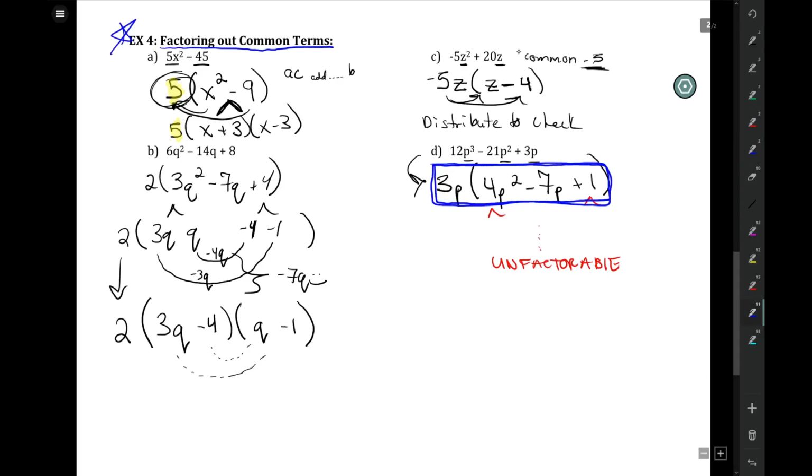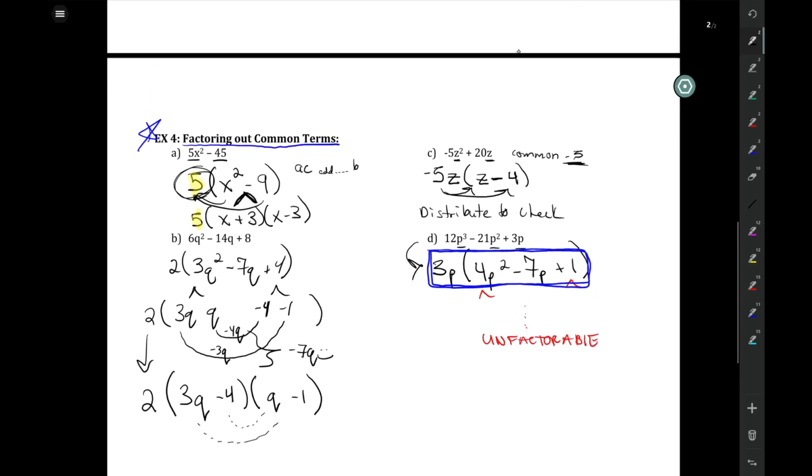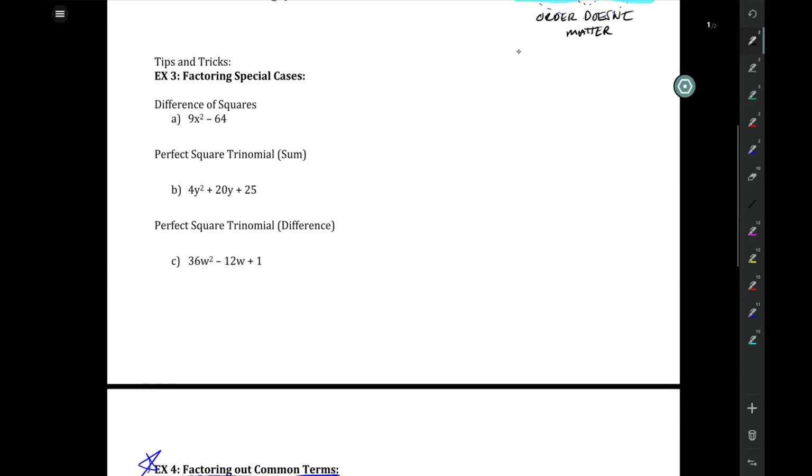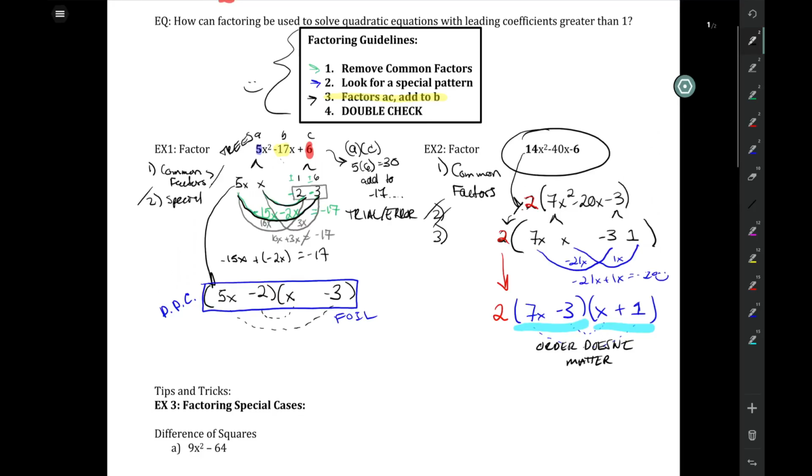Special cases we will talk about tomorrow. Your essential question again is at the very top. And you really need to remember AC, add to B. We will be practicing these a lot, so thank you guys, and hopefully it helps.